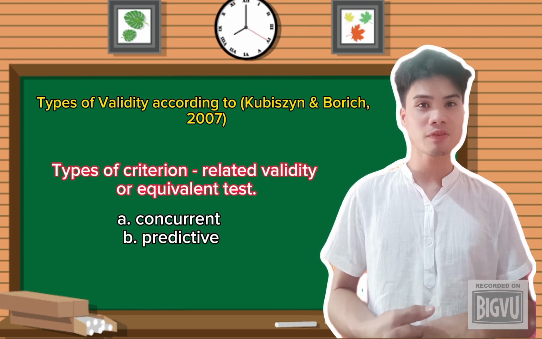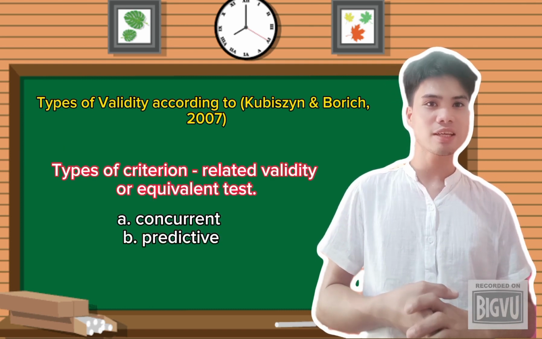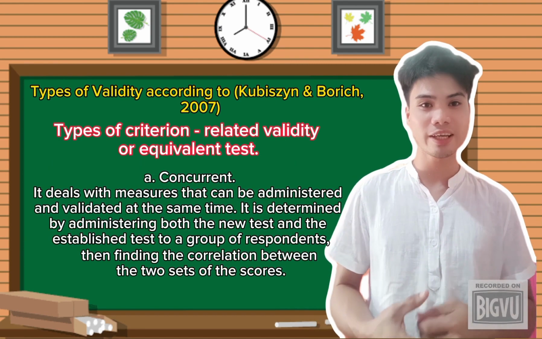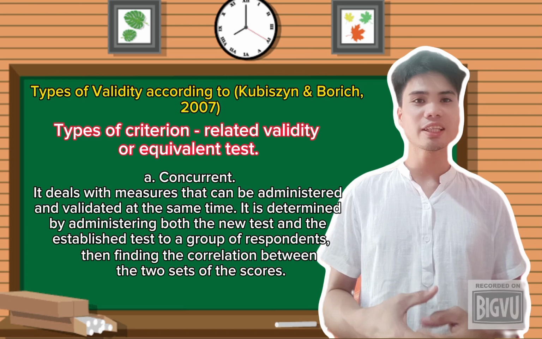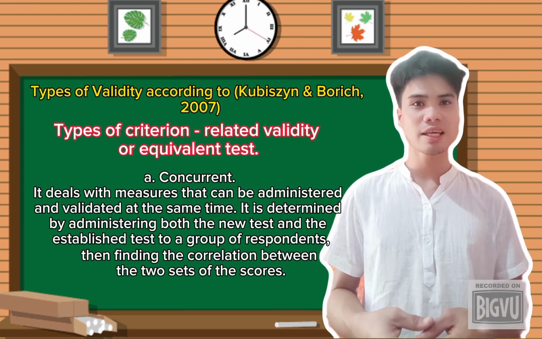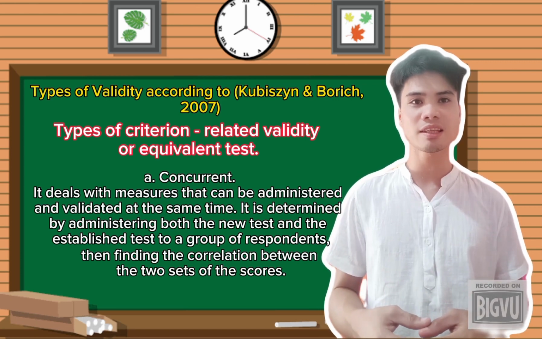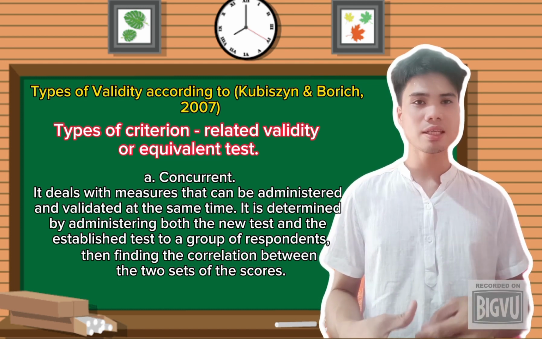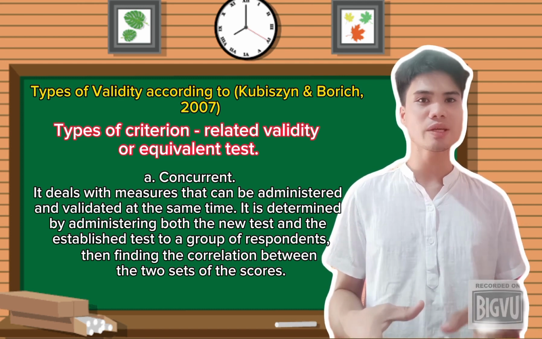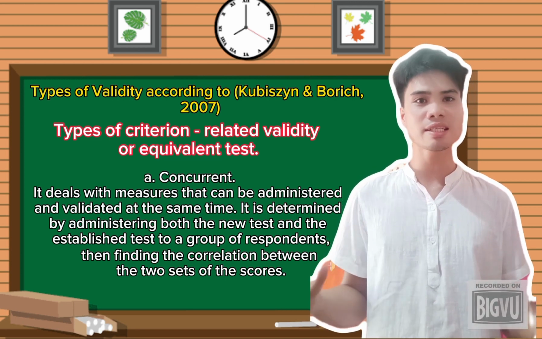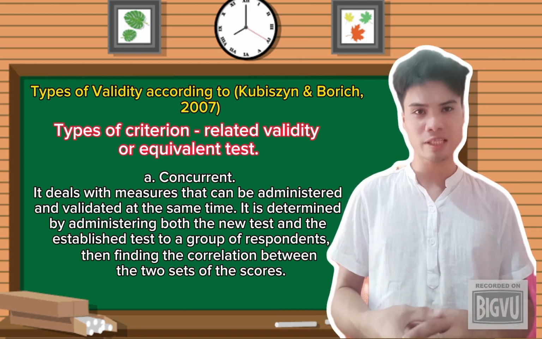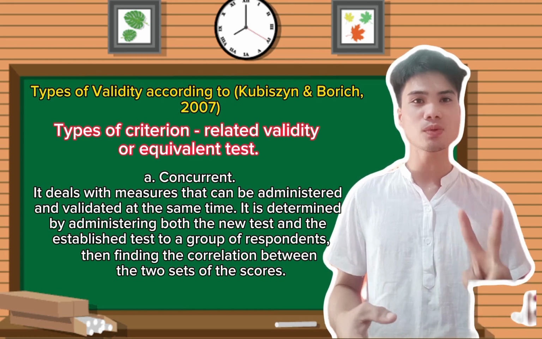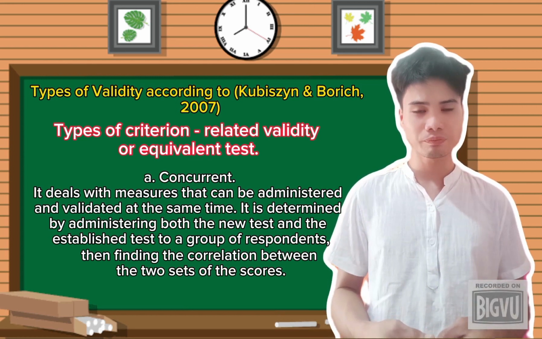So, there are types of criterion related validity or equivalent test. The first is the concurrent. Concurrent deals with measures that can be administered and validated at the same time. It is determined by administering both the new test and the established test to a group of respondents. Then, finding the correlation between the two sets of scores.